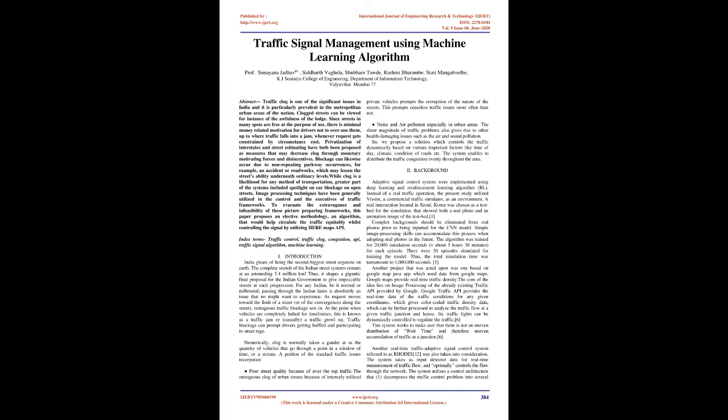Mumbai 77. Abstract: Traffic congestion is one of the significant issues in India, and it is particularly prevalent in the metropolitan urban areas of the nation. Congested streets can be viewed as an instance of the tragedy of the commons. Since streets in many places are free at the point of use, there is minimal monetary motivation for drivers not to overuse them, up to the point where traffic falls into a jam, whenever demand gets constrained by the cost of the situation.